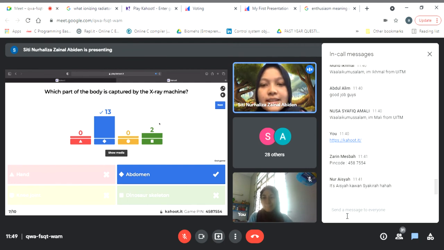Yes, it is correct. It is abdomen. It is not dinosaur skeleton. It is abdomen because the image shows the hip bone and also the spine, the backbone.